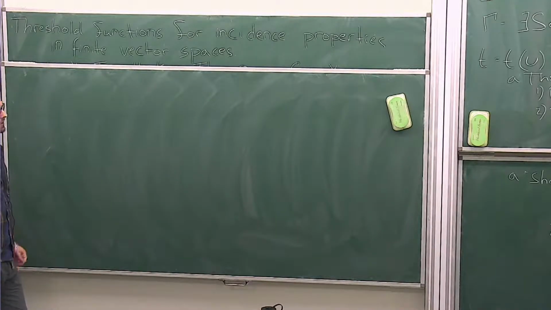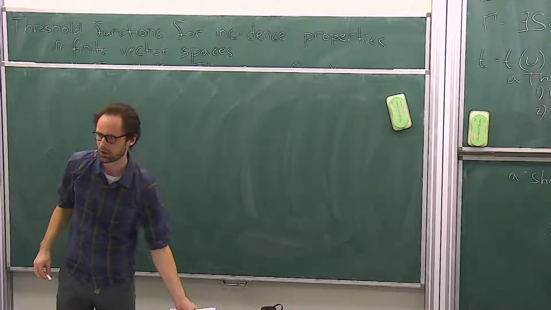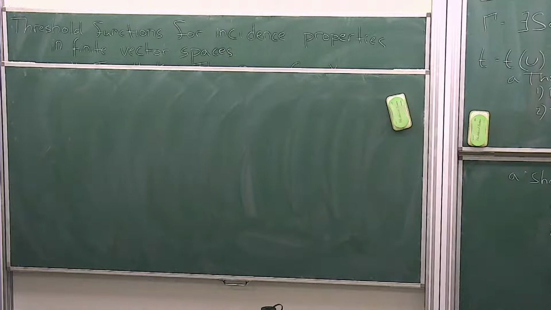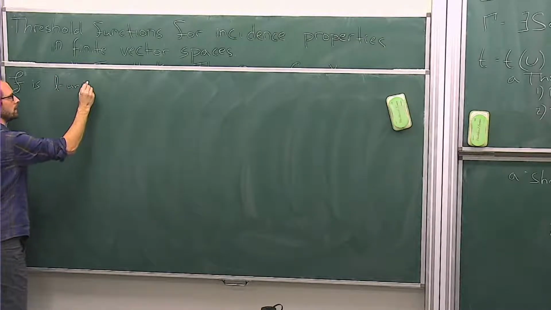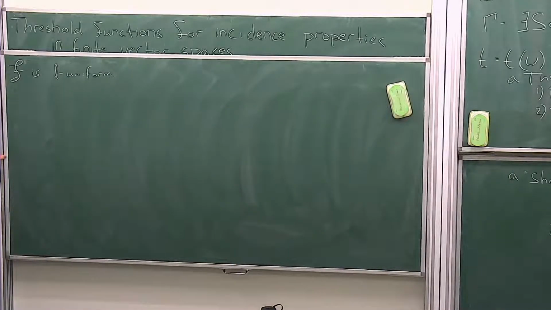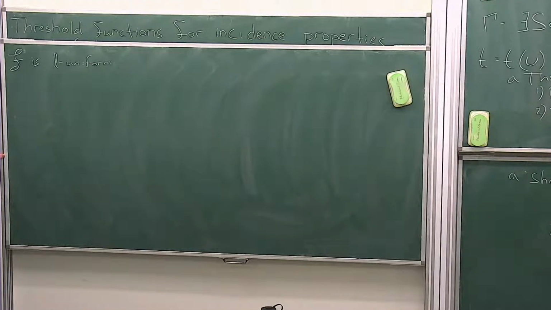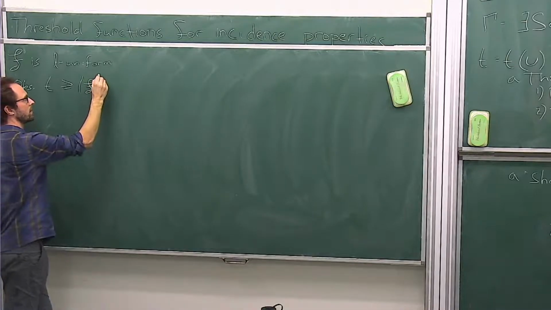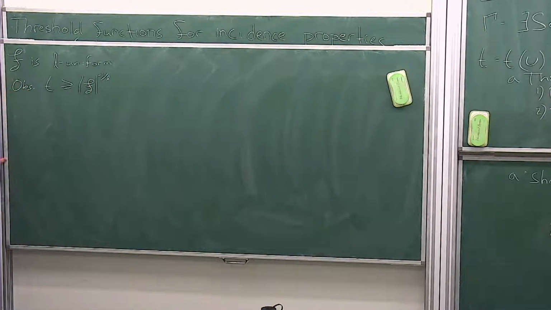So now let me say what the tools that we use from probability are. I'm going to assume for now, it's not the case in all the applications, but for the time being, that we're dealing with an L-uniform family F. So say F is L-uniform. Now there's a simple observation, that there always exists a threshold function t that's at least the cardinality of F to the minus 1 over L.